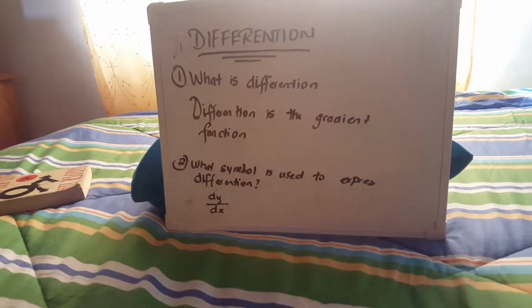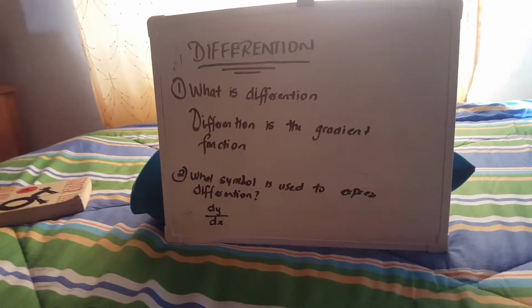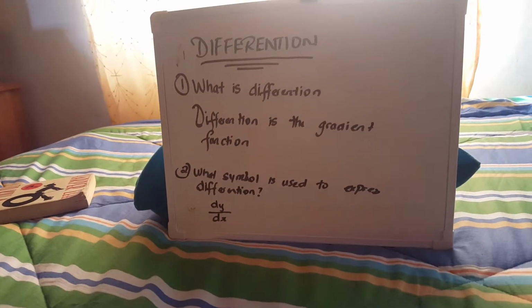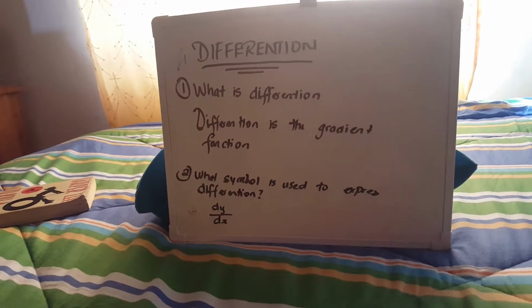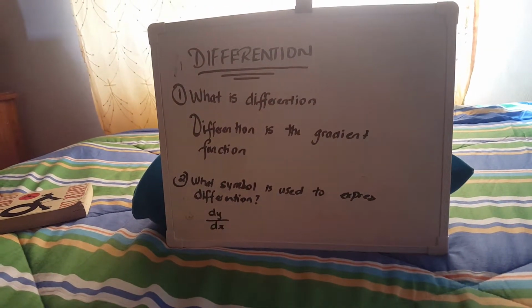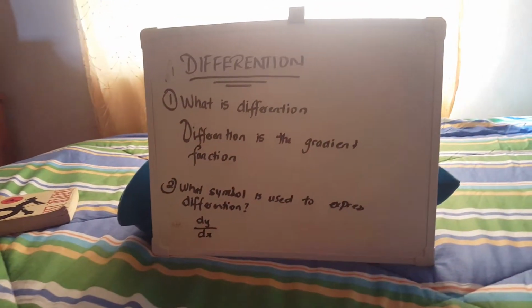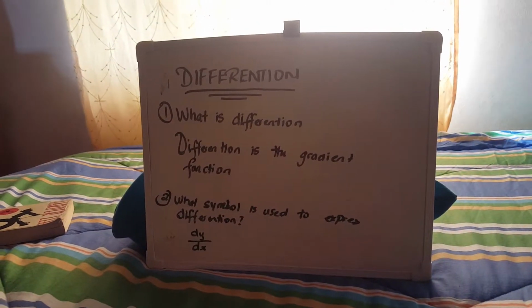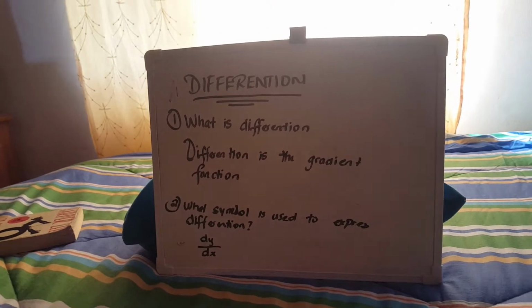I'm just going to show you the easiest, or not really easiest, but the most basic way in which you can differentiate. There are other ways, such as the chain rule, product rule, quotient rule, etc. There are other ways, of course, but today we're just going to talk about the most basic kind. So let's just get into this video.